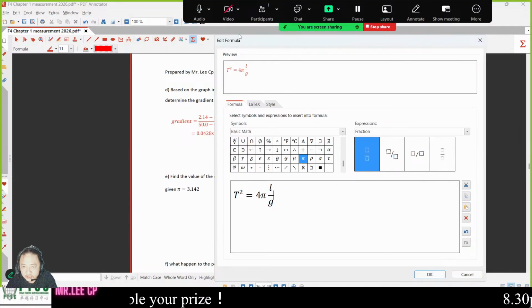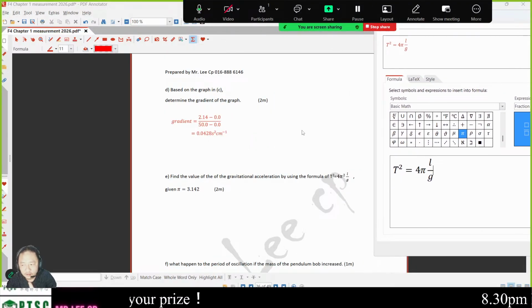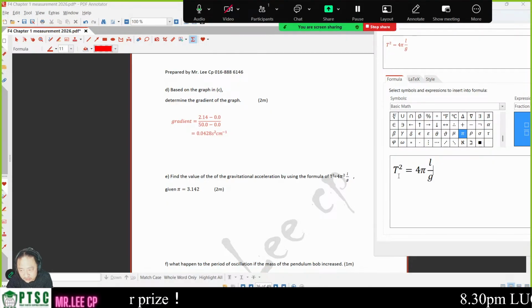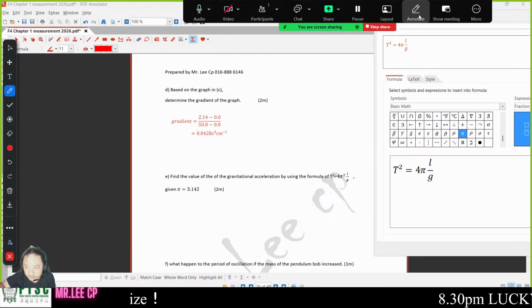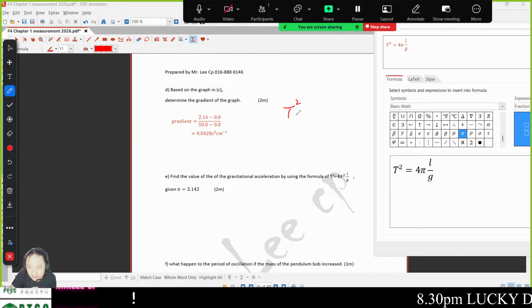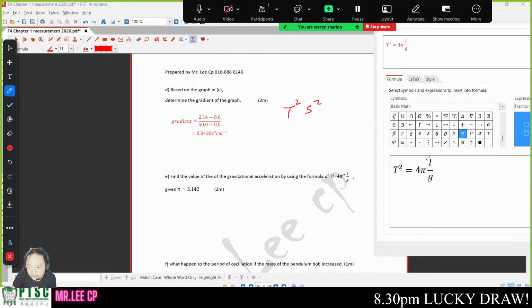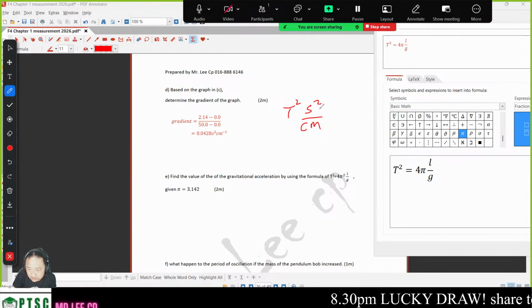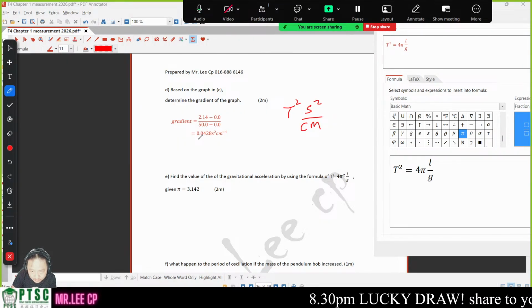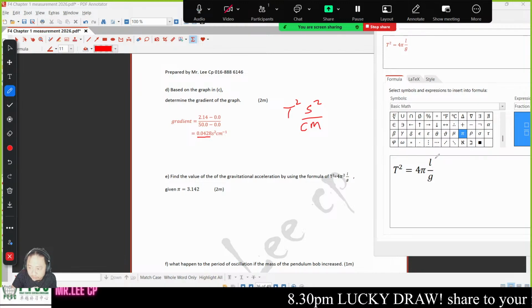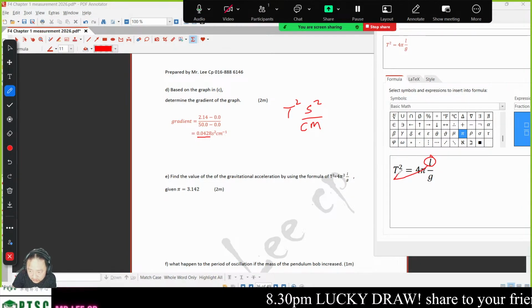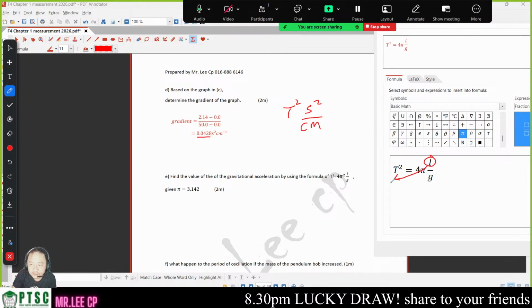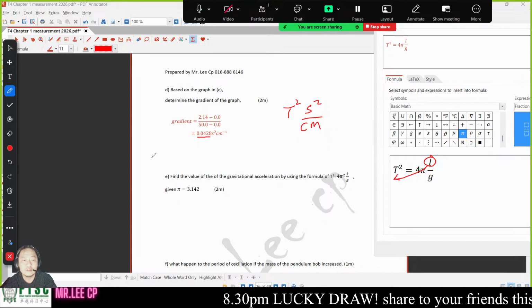Okay, so this is a formula given. And from here, T square, what is the unit? T is second, sorry. Second square. L is cm. So, second square over cm is this one, right? So, I bring down the L to here. T square over L is my gradient of the graph.